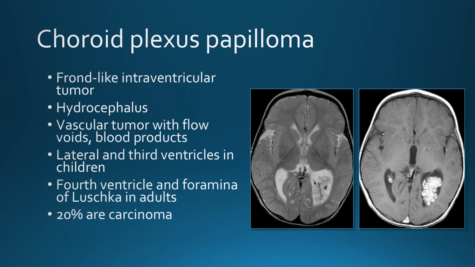These often present with hydrocephalus. They're vascular tumors. You may see flow voids, blood products. In children, these occur in the lateral ventricles and in the third ventricle. However, when you see them in adults, they usually are either in the fourth ventricle or in the foramina of Luschka. And about 20% of these are carcinoma.